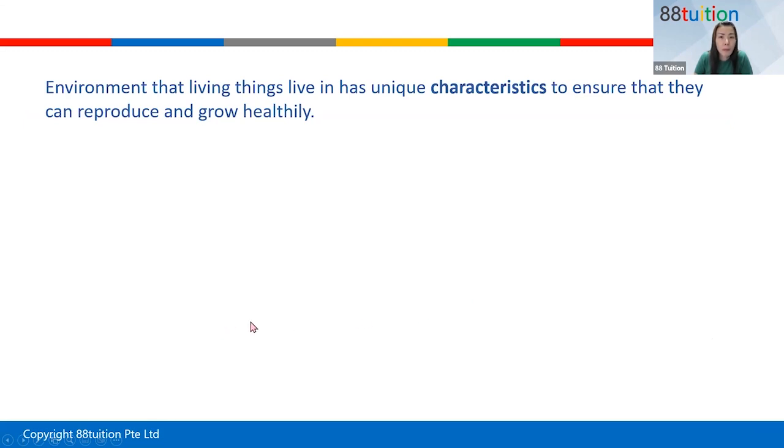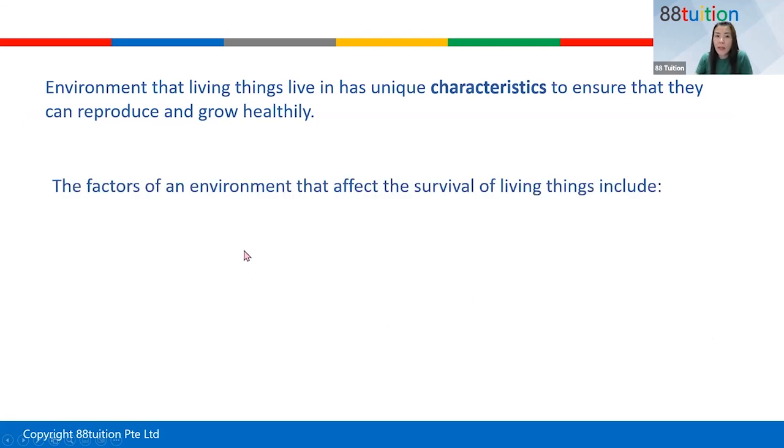Now, the factors of an environment that will affect the survival of living things include the following. So what is it that is in the environment that will affect us? Light. Whether there's light or not.